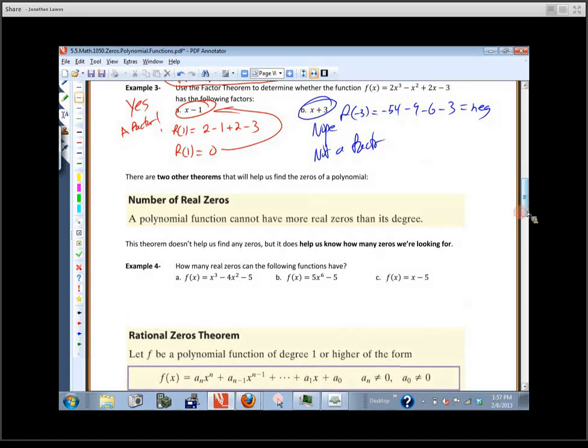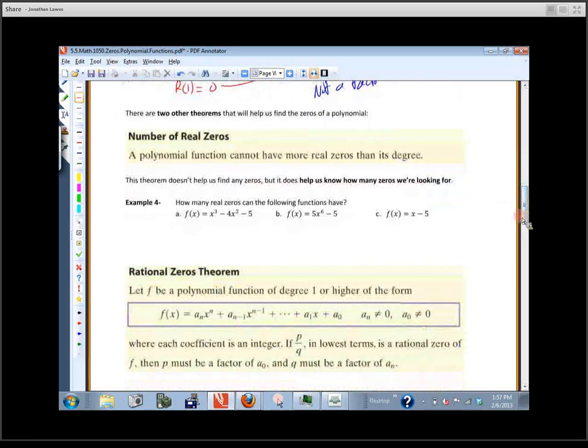There are a couple other facts that we want to take a look at that are going to help us figure out the zeros of a polynomial. So the first one is this. A polynomial cannot have more real zeros than its degree. Now the reason we say real zeros is because we're talking about where it crosses the x-axis. Those have to be real numbers. They can't be imaginary numbers. They can't have i's in them. Okay?